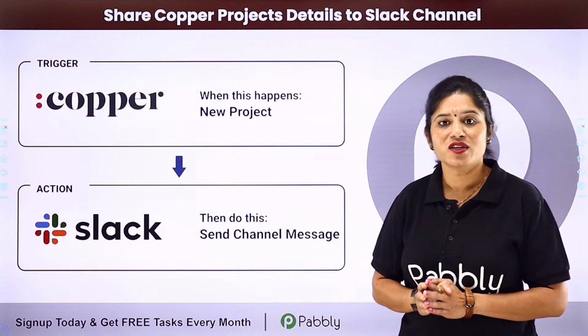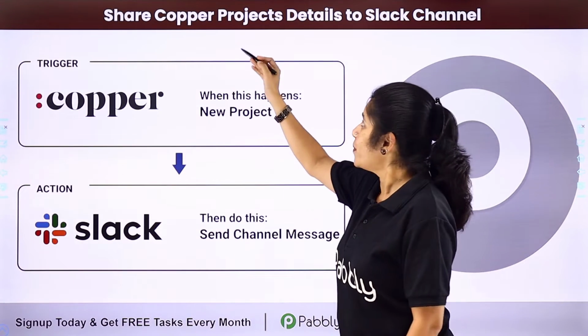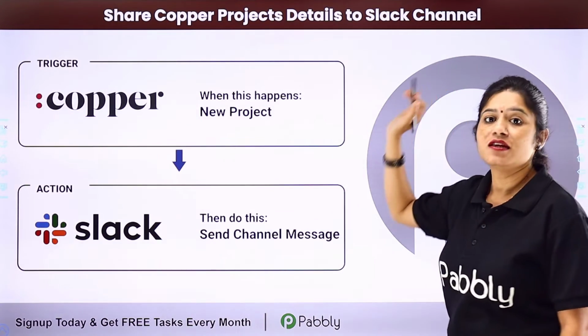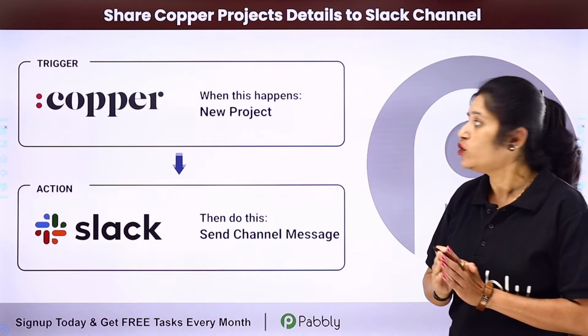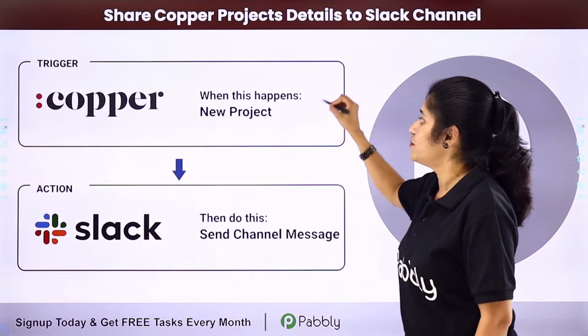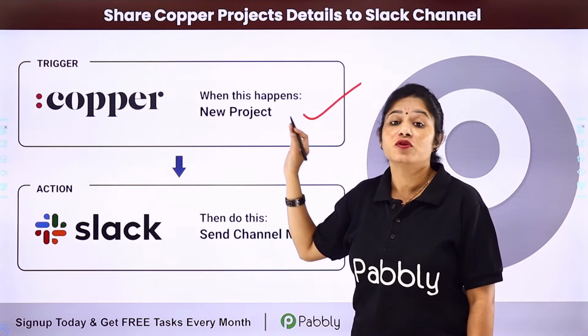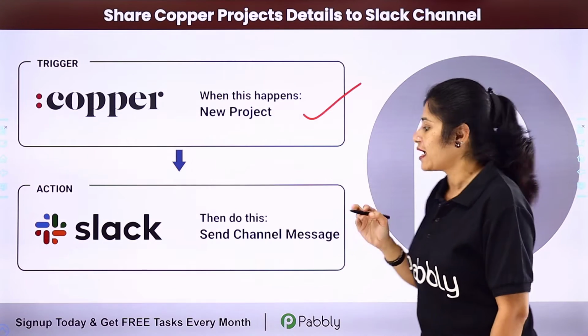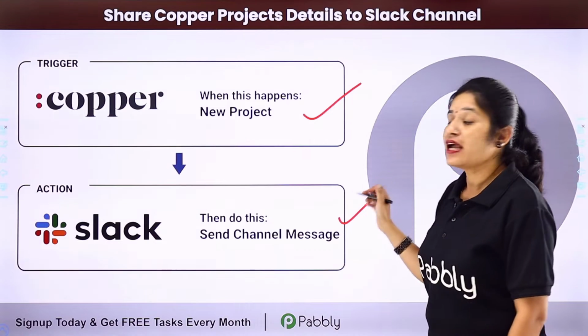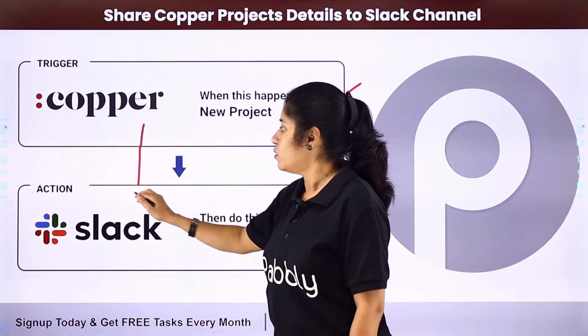In this video, we are going to learn how you can share Copper project details to Slack channel. So the idea here is that whenever you create a new project in your CRM software application, that is Copper, automatically the project details should be shared with your team on the Slack channel as a message. For that, you need to integrate Copper with Slack.